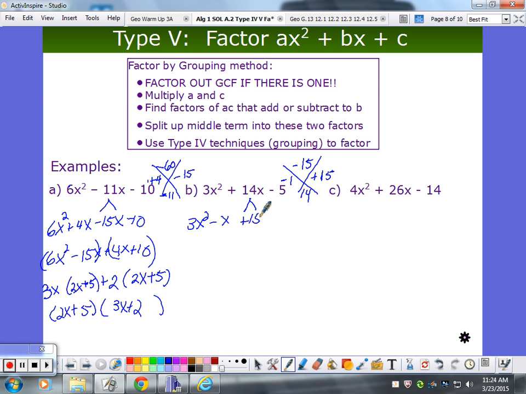What's the question? Where'd you get 15? This one? No, the 3 negative times, remember, it's a times c. No. This times this. Okay. That's where that came from.